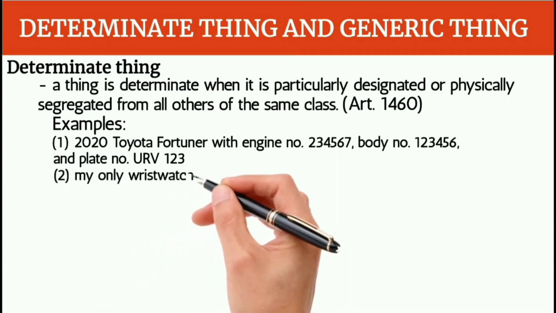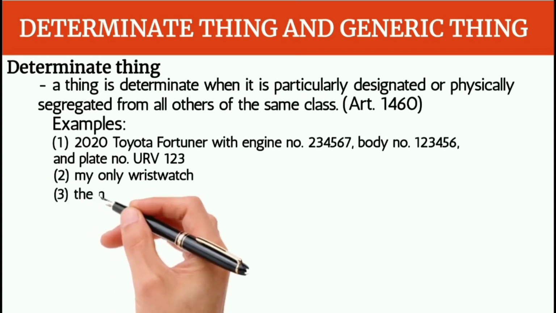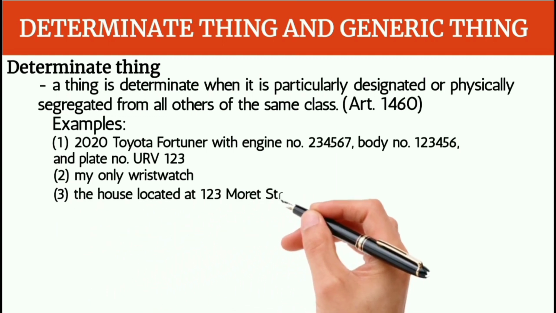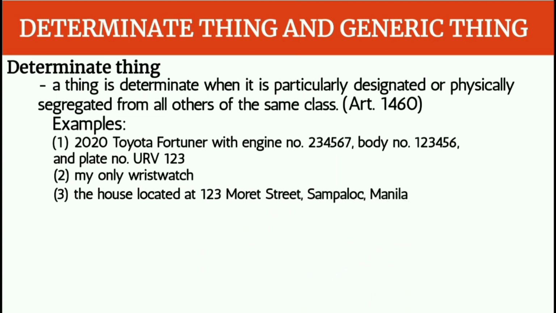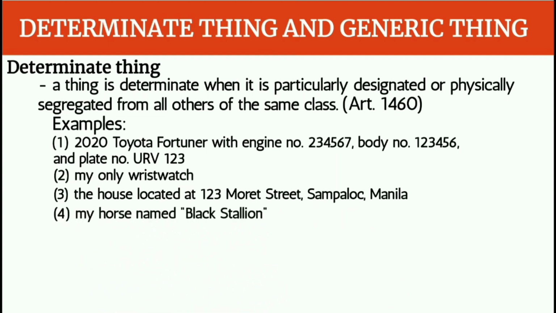Next, my only wristwatch. Take note of the word only. That means nag-iisang wristwatch. At kung nag-iisang wristwatch yan, that means determinate thing. Next, the house located at 123 Moret Street, Sampaloc, Manila. This is also an example of determinate thing. Why? Di ba? Isang housing number kada isang bahay. Next, my horse named Black Stallion. This is also an example of determinate thing kasi nga merong pangalan yung horse.